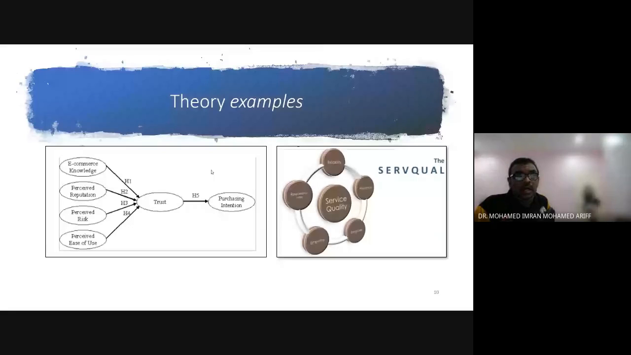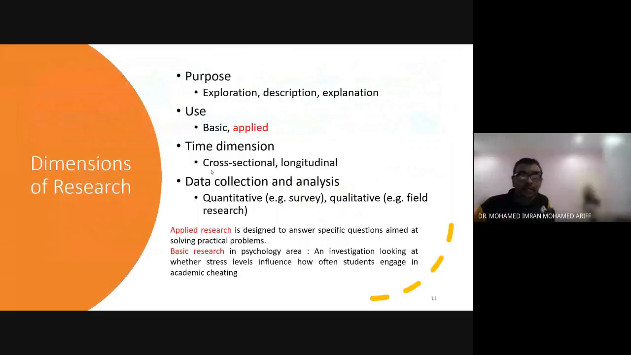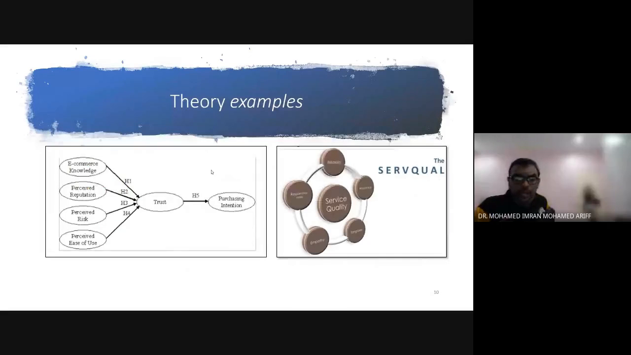Okay. So on the right hand side, this is also another theory untuk service quality. Okay, are you all with me? Okay tak di sana?